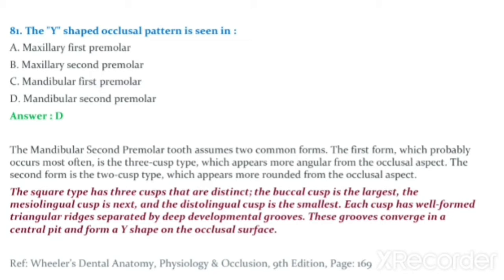The mandibular second premolar tooth assumes two common forms. The first form, which probably occurs most often, is the three-cusp type, which appears more angular from the occlusal aspect. The second form is the two-cusp type, which appears more rounded from the occlusal aspect.